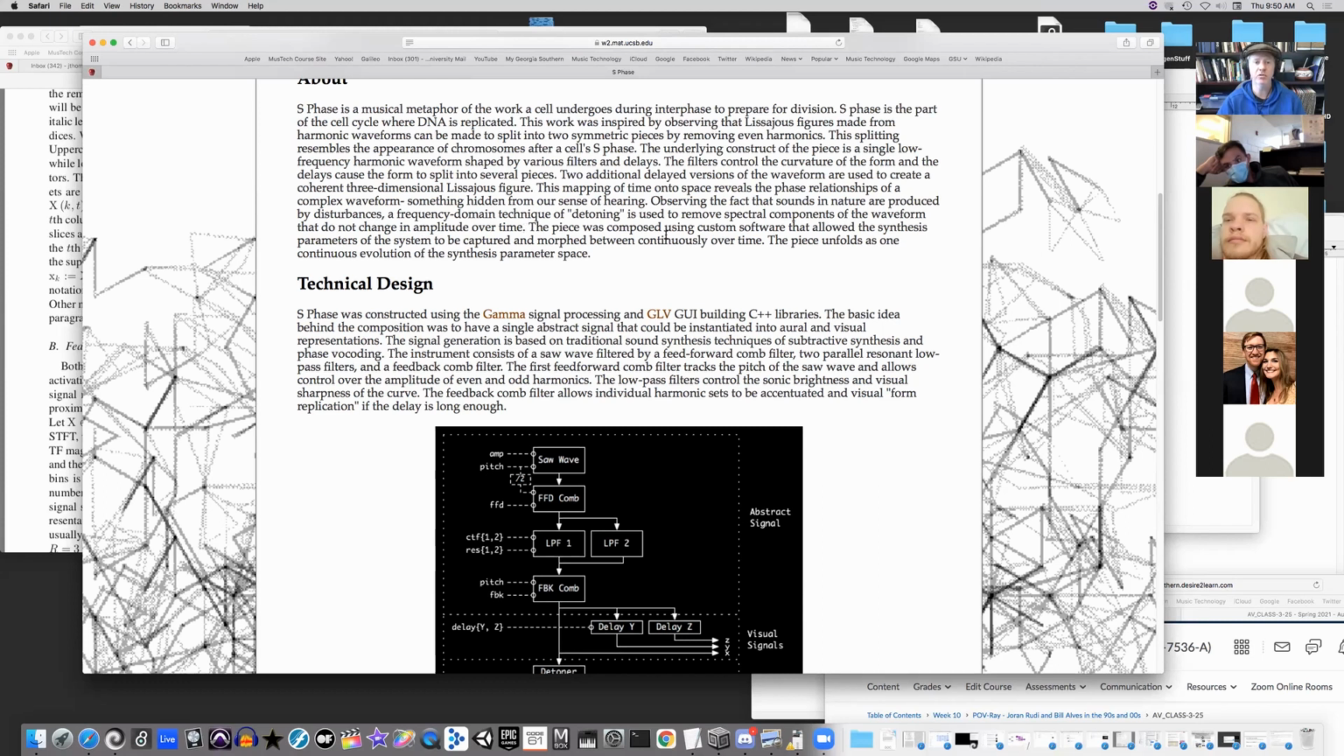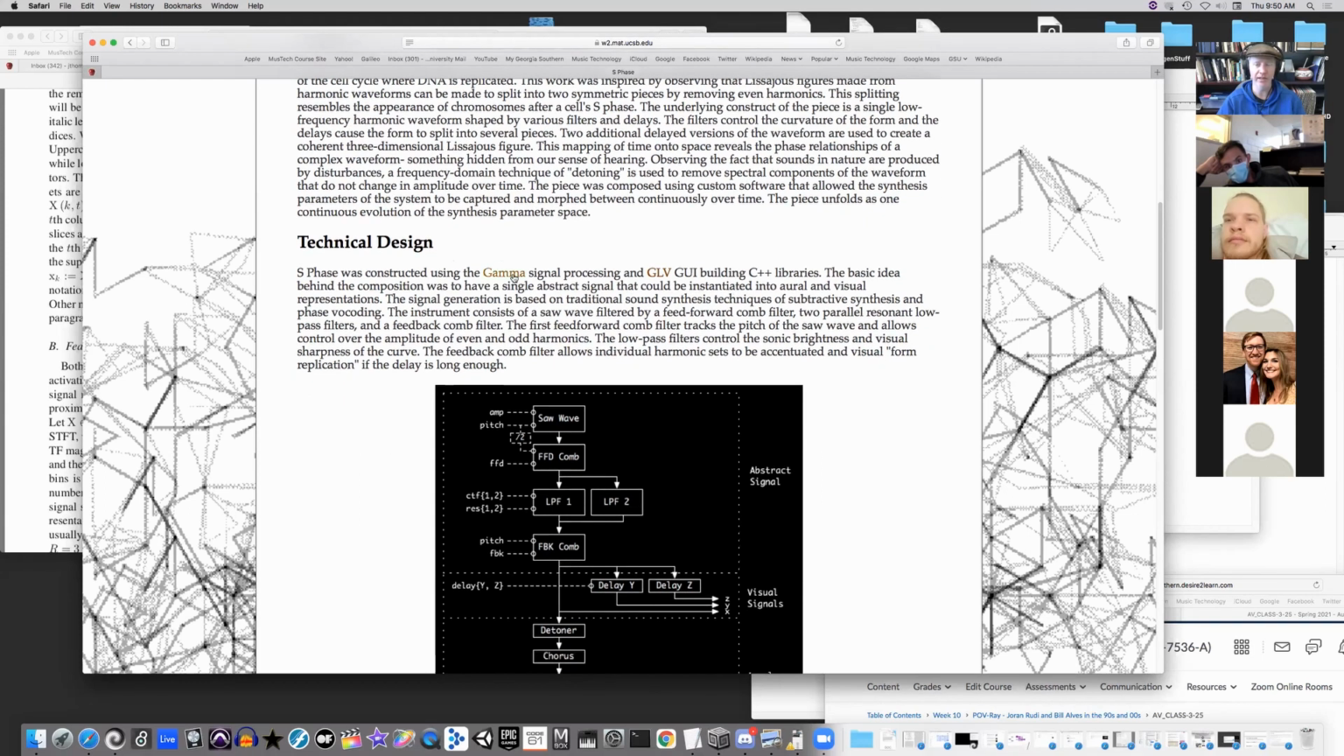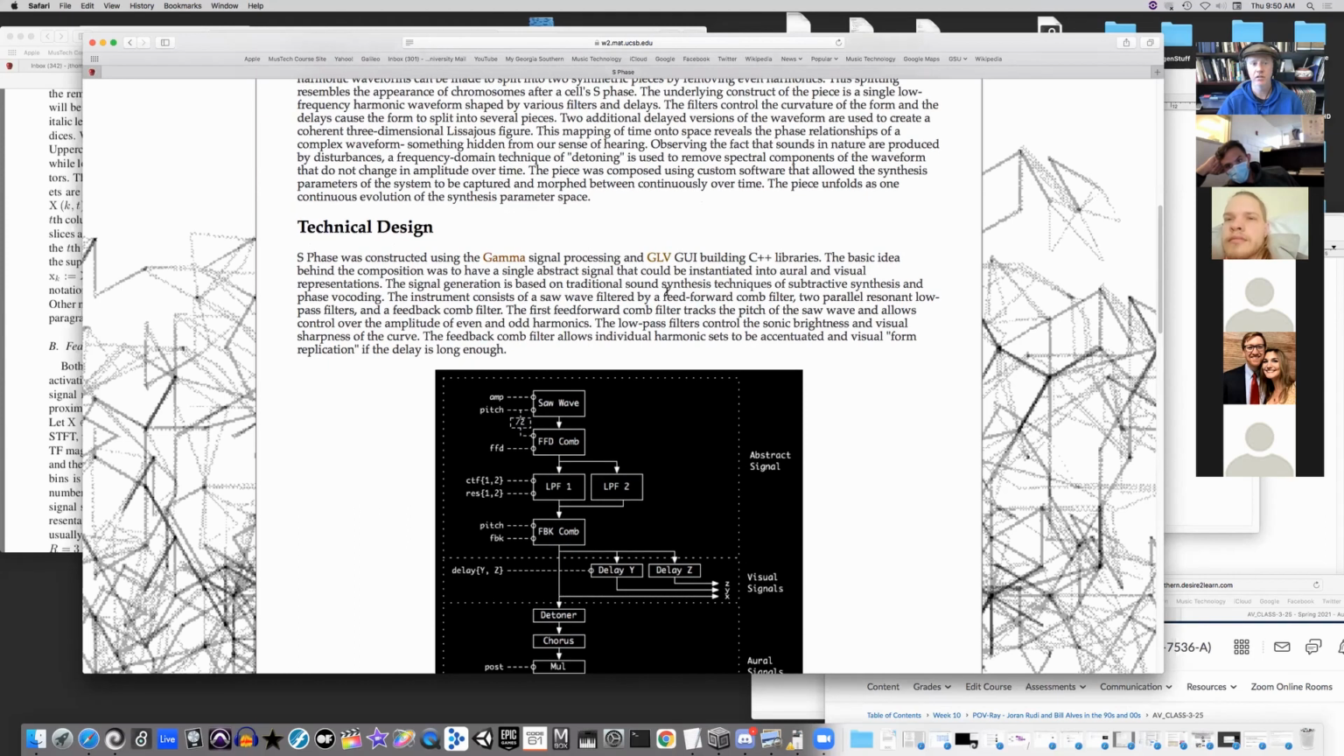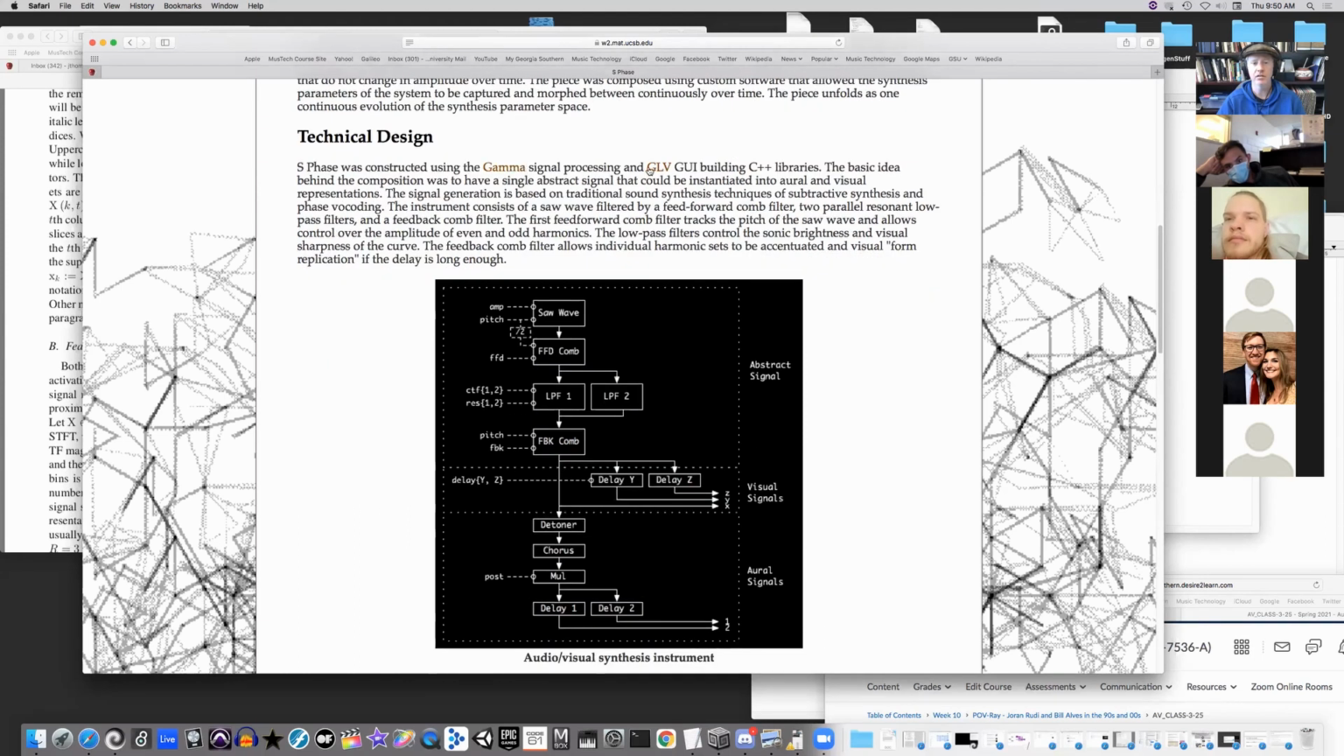The piece was composed using custom software. So he wrote his own. And he wrote it using the Gamma signal processing library for audio, and also this GLV GUI builder. So the GUI for this looks pretty basic, but it's interesting.